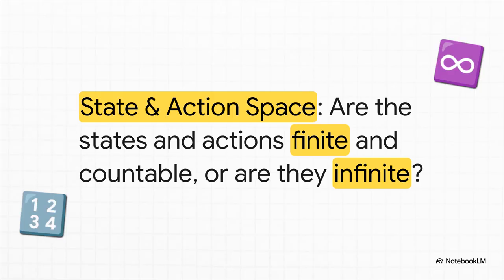Okay, we're at our last dimension. And for this one, we're looking at the very fabric of the world itself. Are the possible situations and actions finite? Like, can you count them? Or are they basically infinite? This is our sixth and final dimension, the state and action space.